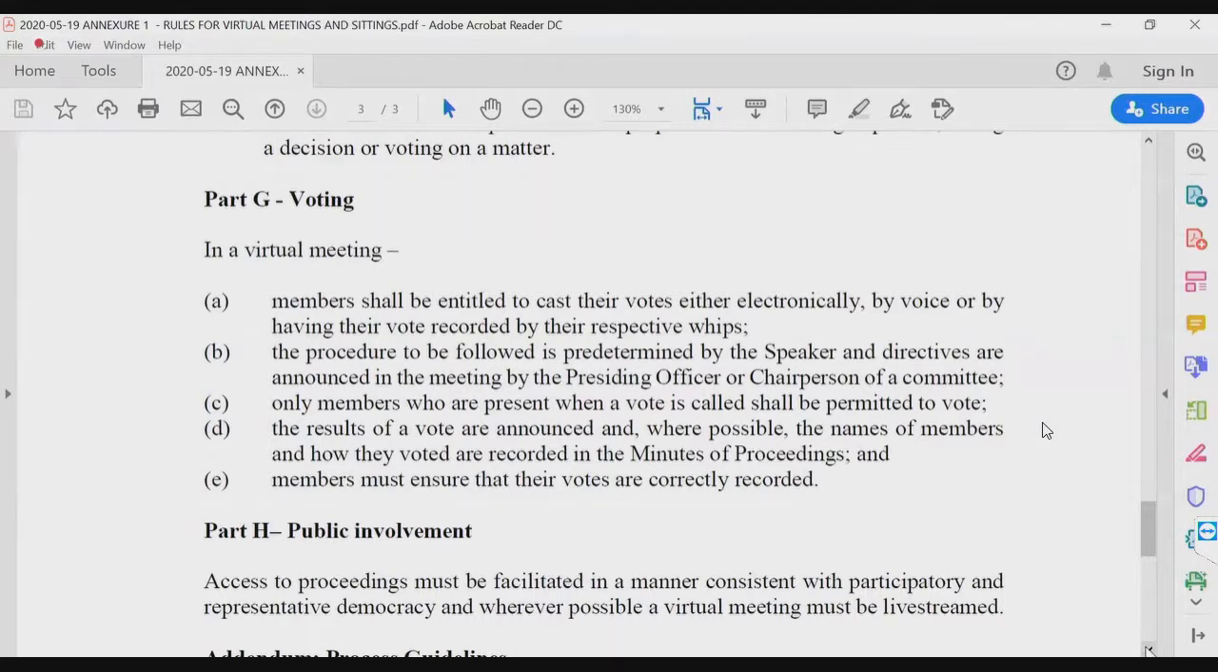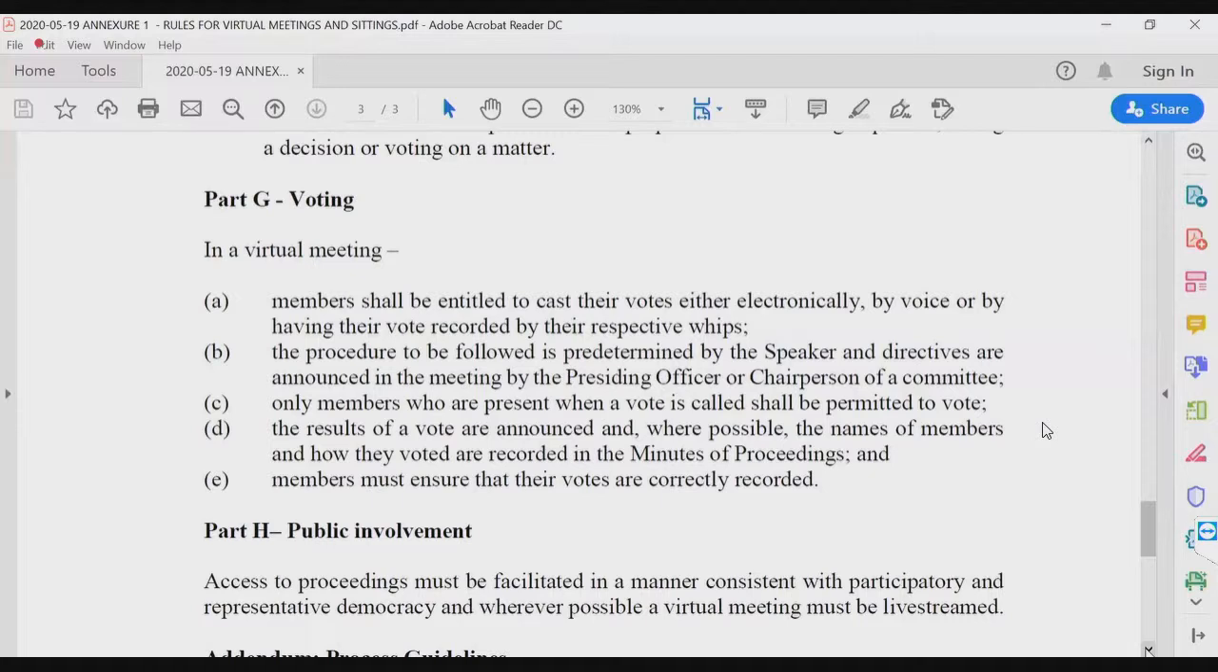And the procedure to be followed is predetermined by the speaker, and directives are announced in the meeting by the presiding officer or the chairperson. Only members who are present when a vote is called shall be permitted to vote, who are present at that point when the decision is being taken. So if a member logged in and left the platform, they will not be regarded as present, the same as it applies in the House.